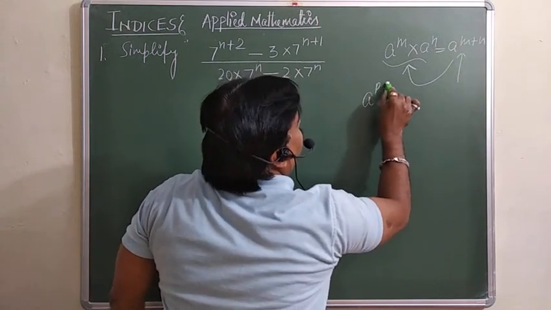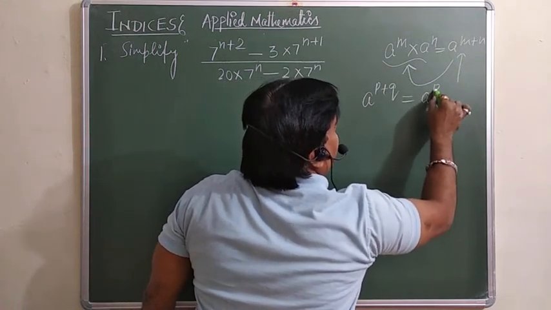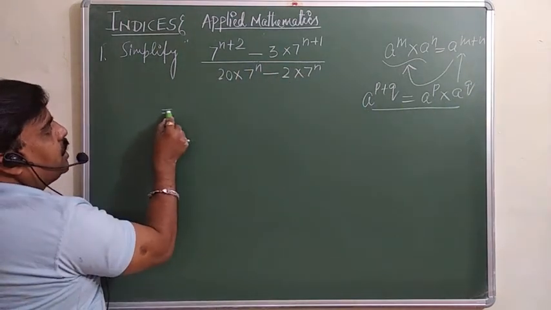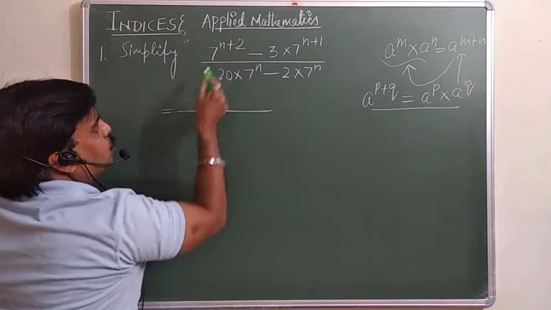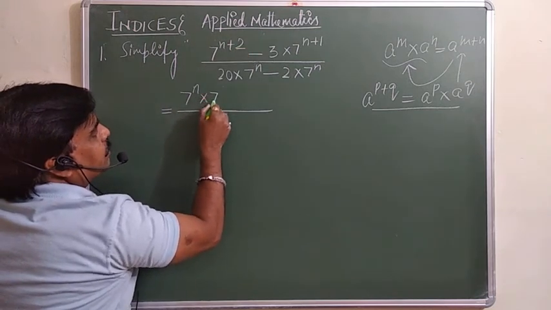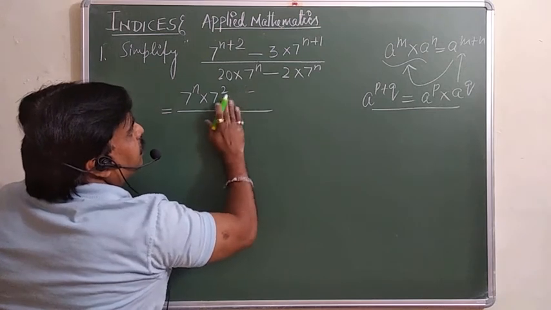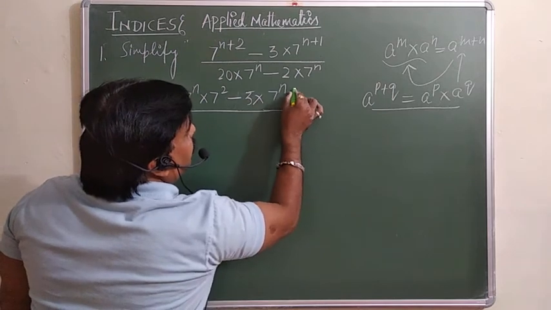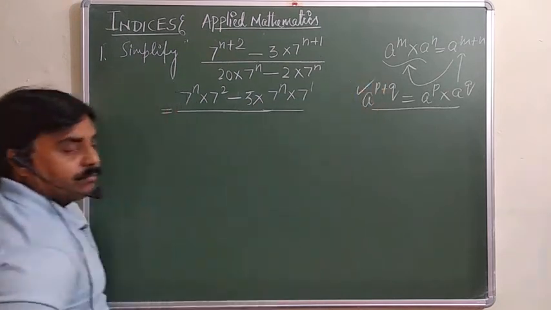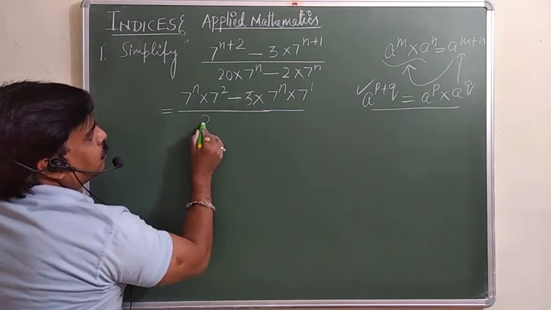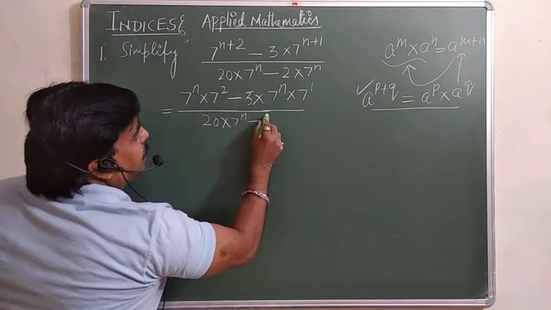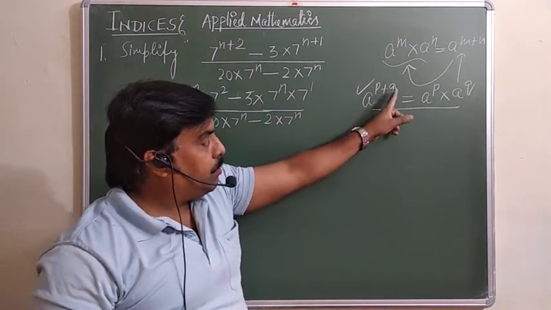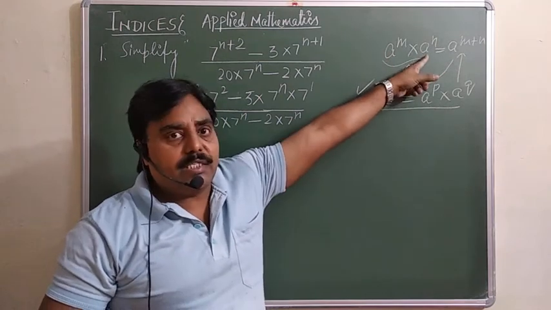If a raised to power p plus q is there, suppose, so that can be written as a raised to power p into a raised to power q. So this is the condition we will apply here. So look, this is 7 raised to power n plus 2, that can be written as 7 raised to power n into 7 raised to power 2 minus 3 into, similarly this can be written as 7 raised to power n into 7 raised to power 1 by using this one, whole over 20 into 7 raised to power n minus 2 into 7 raised to power n. Keep as it is, because it cannot be changed. If a raised to power p plus q or a raised to power m plus n, that can be written in this form only.